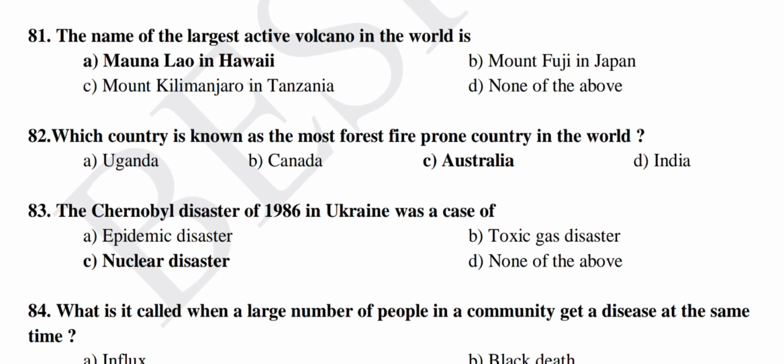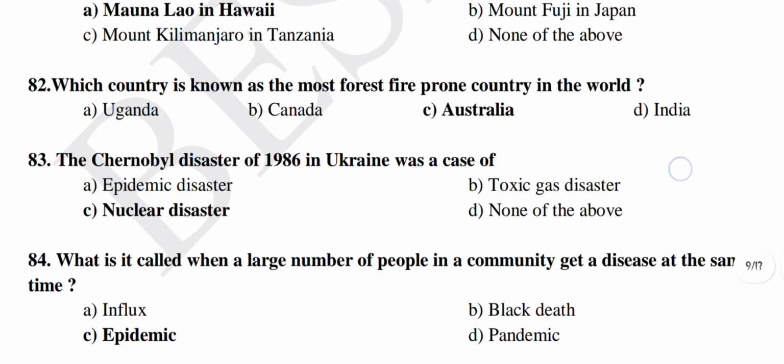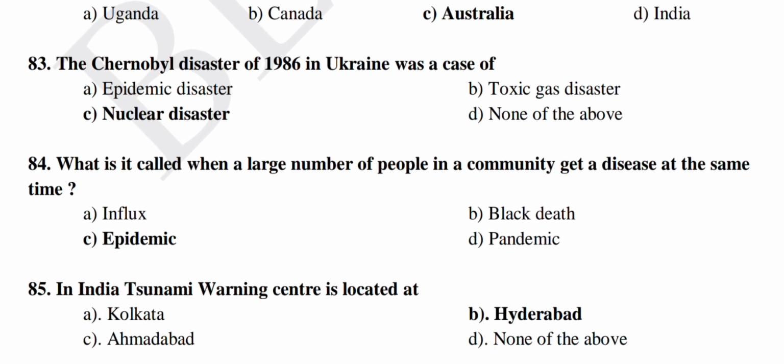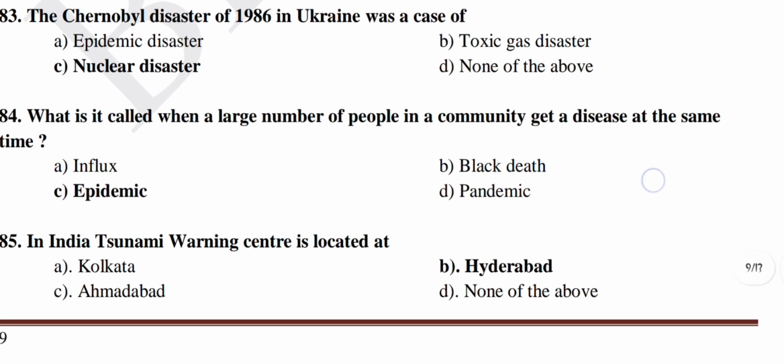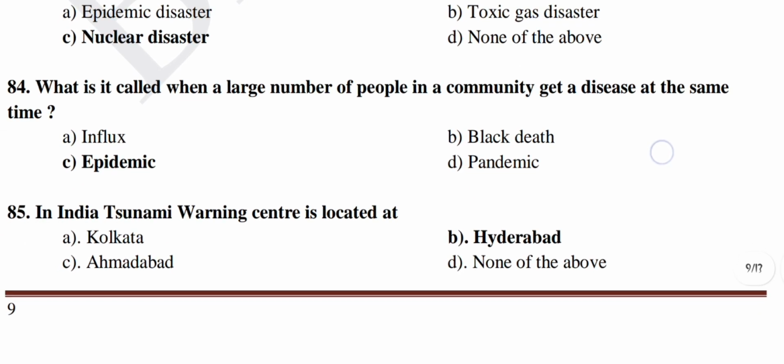82. Which country is known as the most forest fire prone country in the world? Option C, Australia. 83. The Chernobyl disaster of 1986 in Ukraine was a case of Option C, nuclear disaster. 84. What is it called when a large number of people in a community get a disease at the same time? Option C, epidemic.